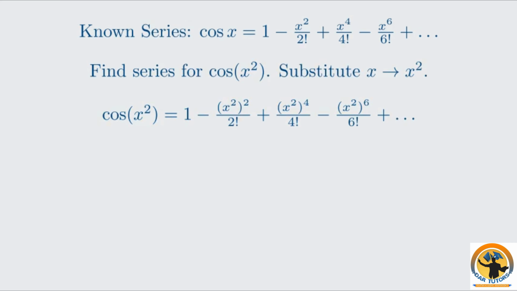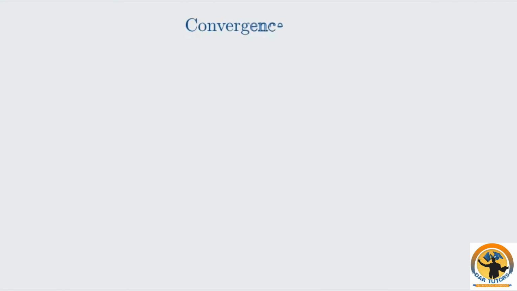Simplifying the powers, we get 1 minus x to the 4th over 2 factorial plus x to the 8th over 4 factorial, and so on. This is the Maclaurin series for cosine of x squared. The series is 1 minus x to the 4th over 2 plus x to the 8th over 4, and so on. A crucial note about convergence.